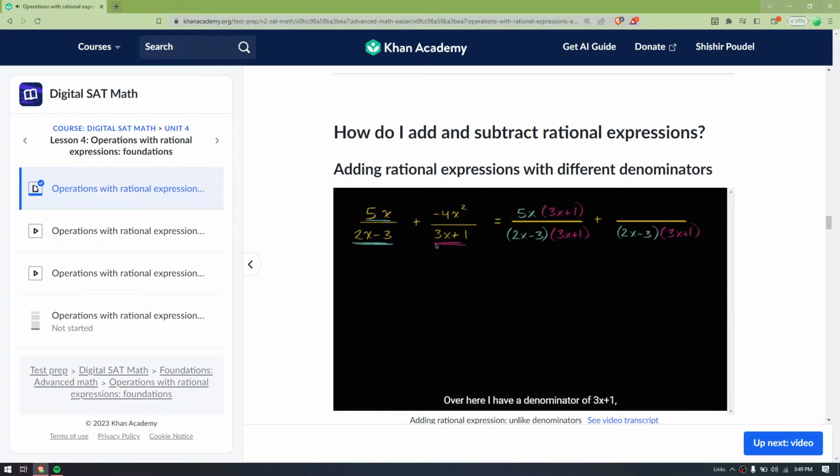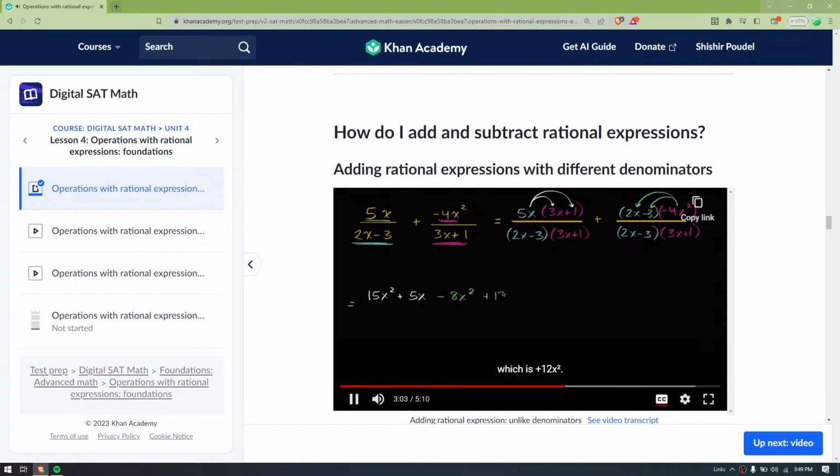Over here, I have a denominator of 3x plus 1. I multiplied it by 2x minus 3. So I would take my numerator, which is negative 4x squared, and I would also multiply it by 2x minus 3. Let me put parentheses around this so it doesn't look like I'm subtracting 4x squared. And so then I can rewrite all of this as being equal to, in the numerator, 5x times 3x, which is 15x squared, 5x times 1, which is plus 5x, and then negative 4x squared times 2x, which would be negative 8x cubed, and then negative 4x squared times negative 3, which is plus 12x squared.